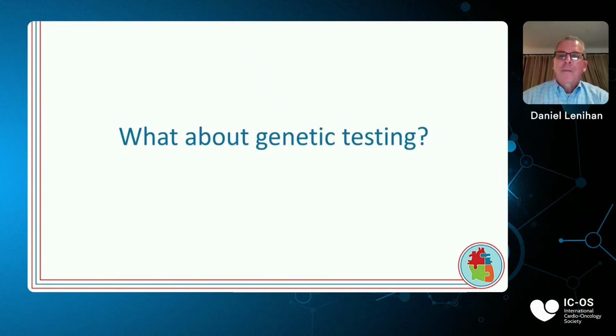So what about genetic testing? I would emphasize that this is absolutely critical. And it's so critical when the bottom line is that anybody that you're suspicious of ATTR amyloidosis, it's absolutely necessary to do genetic testing somewhere along the pathway.